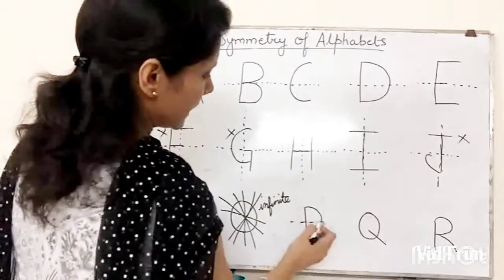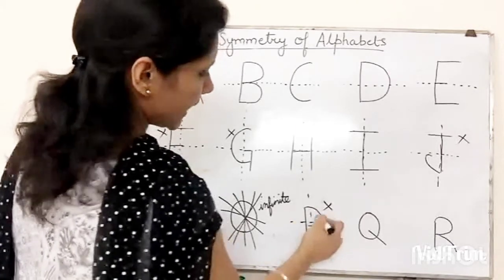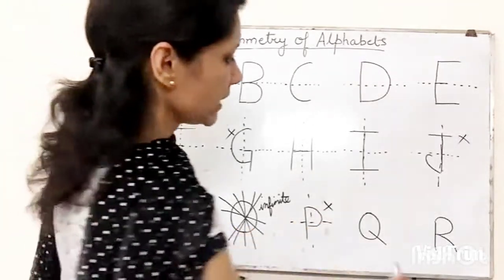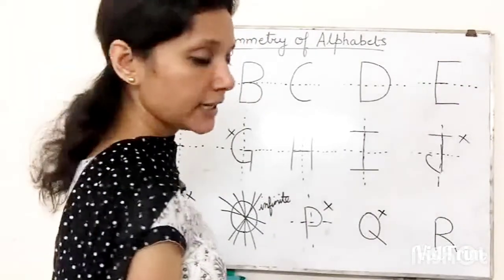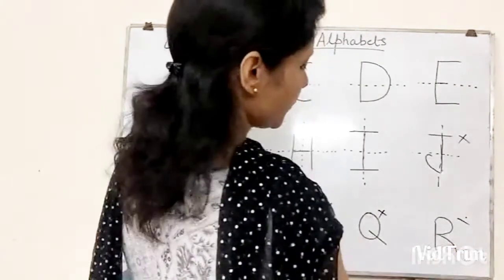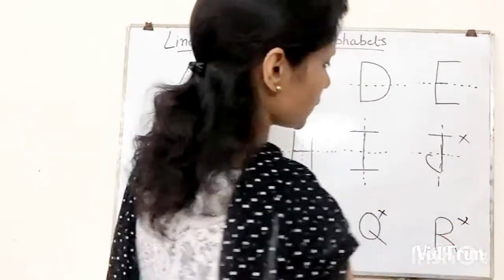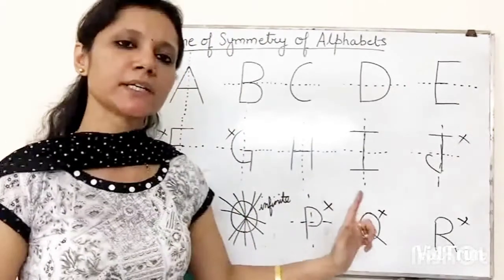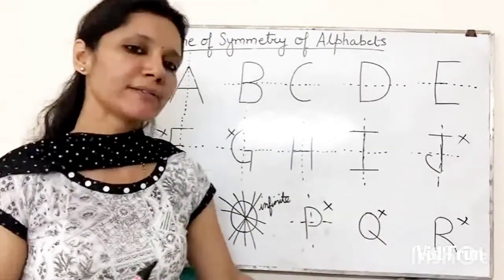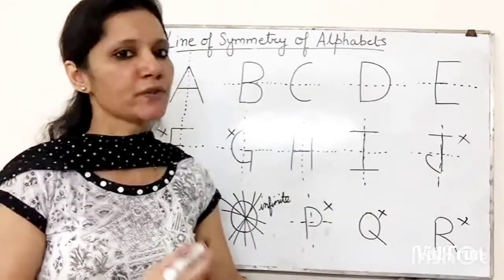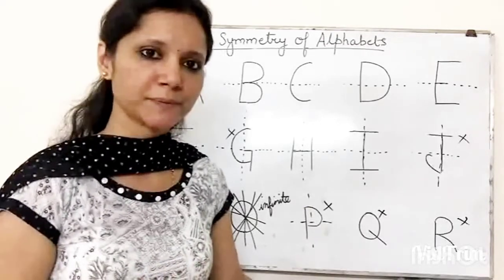Alphabet P again does not possess any line of symmetry. Similarly, Q also does not possess any line of symmetry. Neither R possesses any line of symmetry. So here I have taken only a few alphabets. You can find out the lines of symmetry of the rest of the alphabets on your own.